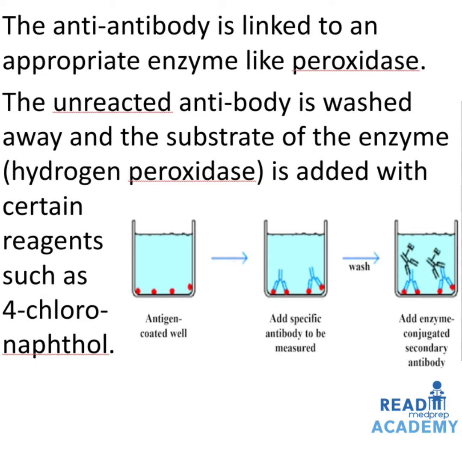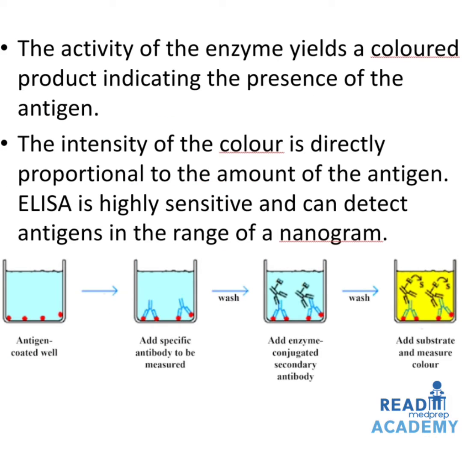such as 4-chloronaphthol. Here you can see in the image below, when the specific antibody is added to the antigen coated well, which is washed, and the enzyme is added conjugated with the secondary antibody. The activity of the enzyme yields a colored product indicating the presence of the antigen. The intensity of the color is directly proportional to the amount of the antigen present. ELISA is highly sensitive and can detect antigens in the range of nanograms.